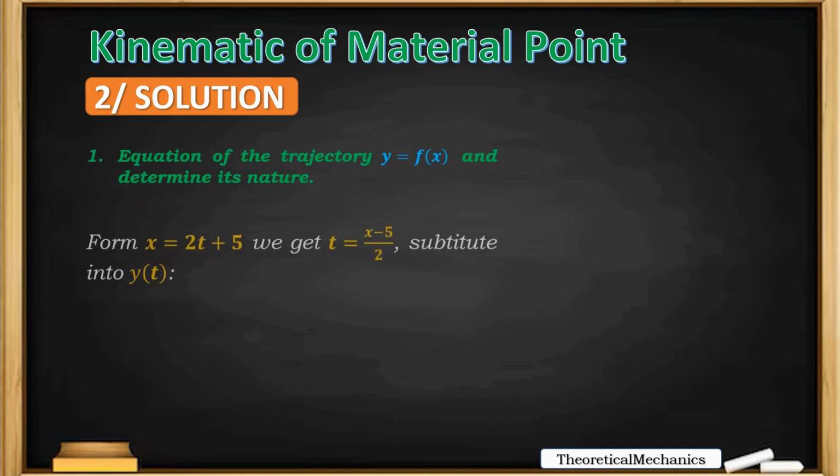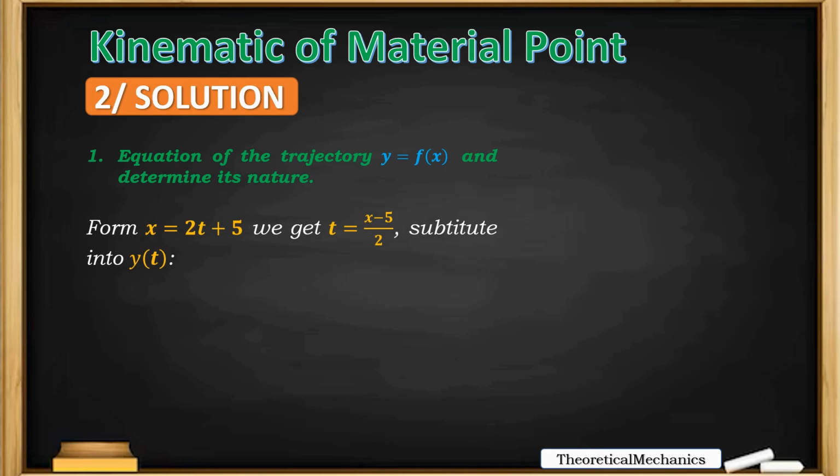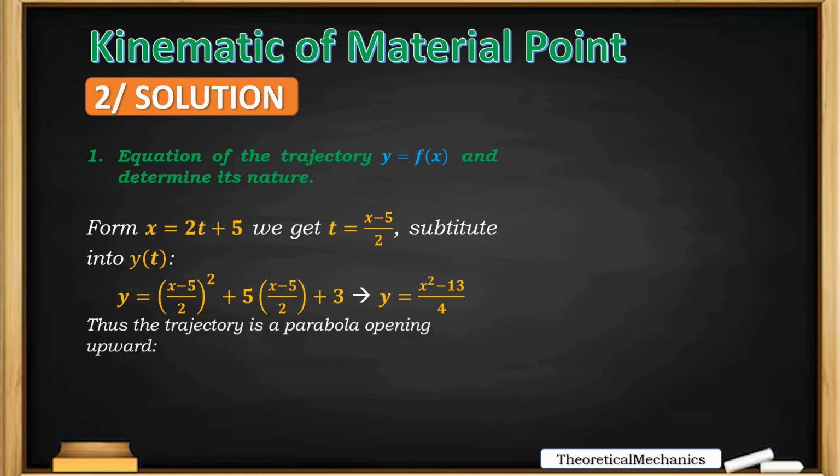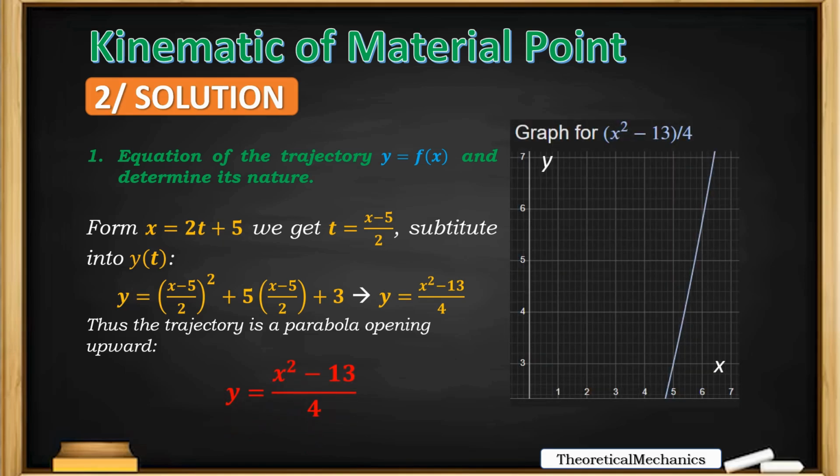To find the equation of the trajectory of moving point M, we express the time t in the equation for x of t and substitute it into the expression for y of t. As you can see, we obtain y equal to x squared minus 13 divided by 4. This is indeed the equation of a parabola. There you have it. It would be helpful to represent the trajectory with a parabolic branch on the xy plane and identify the starting point at time t equals 0.